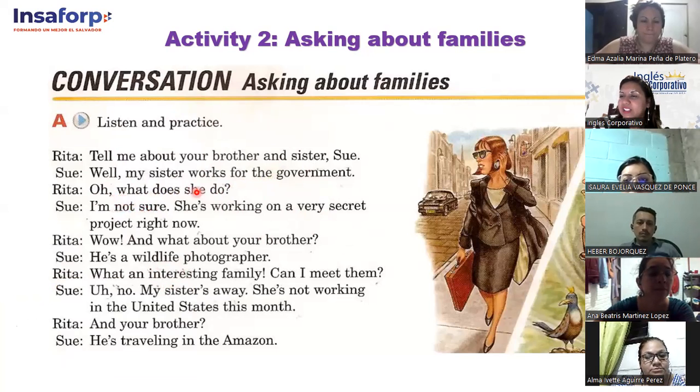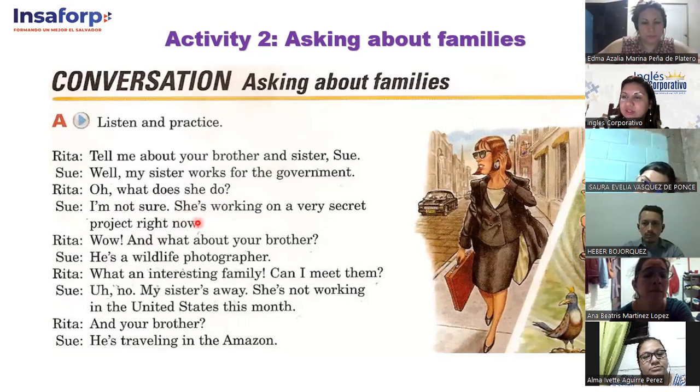For example, what does she do? It's asking, what's her job, right? And then she answers, she's working on a very secret project. So she uses the present continuous to say what the sister is doing at the moment. She is working. Para decir lo que está haciendo en ese momento. She's working on a very secret project right now with the government. What about your brother? He's a wildlife photographer.